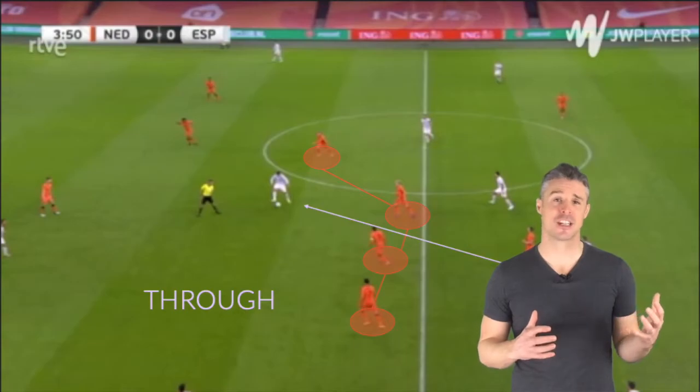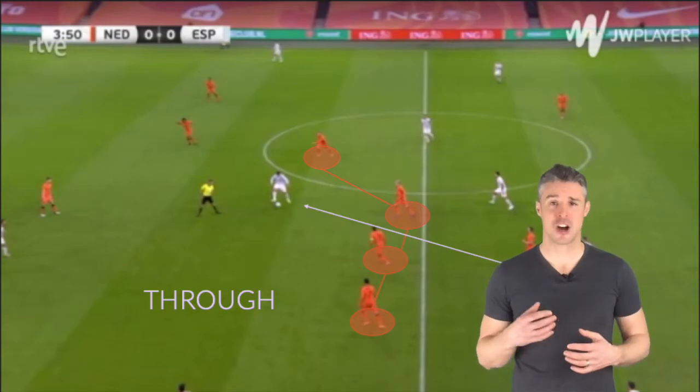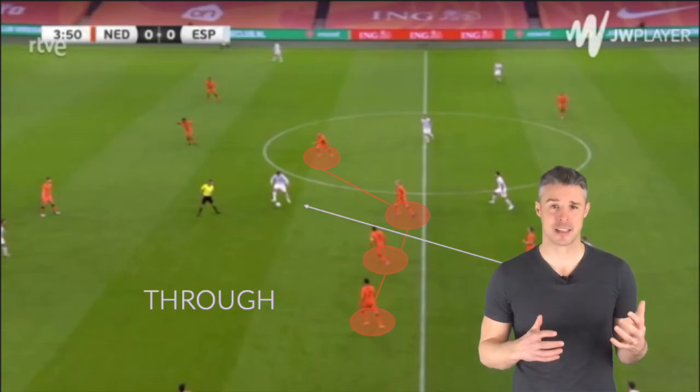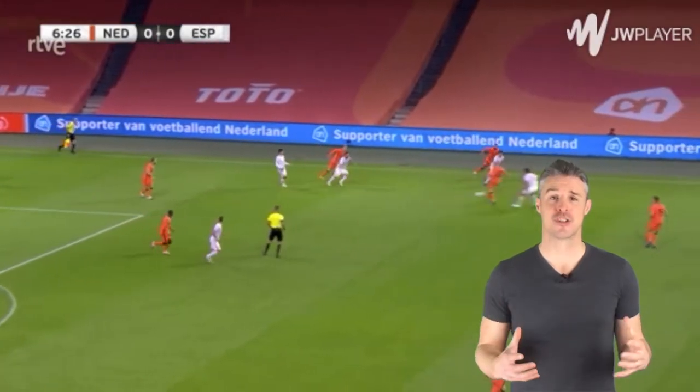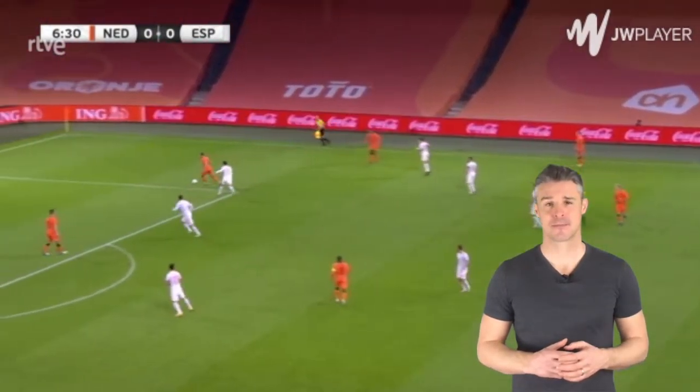However, it's also usually the hardest pass to make as it requires the right opportunity, expert execution, timing on behalf of the passer and the receiver, and a through ball is usually easier to intercept than other types of passes.